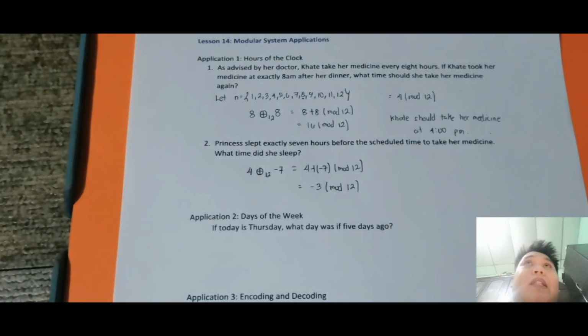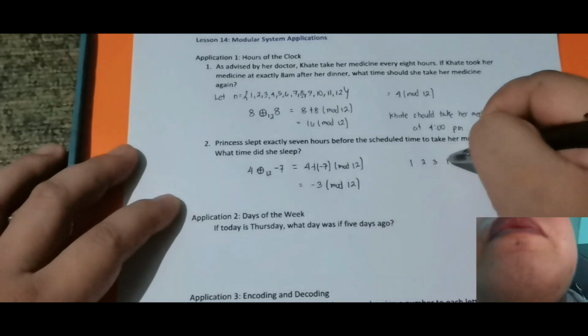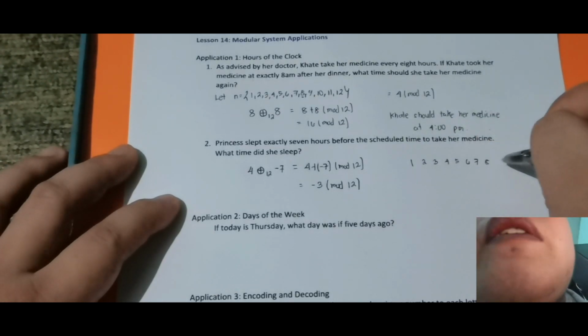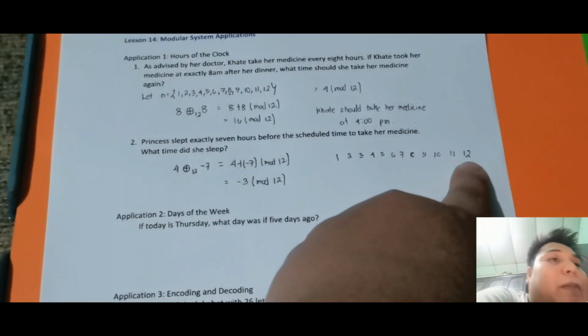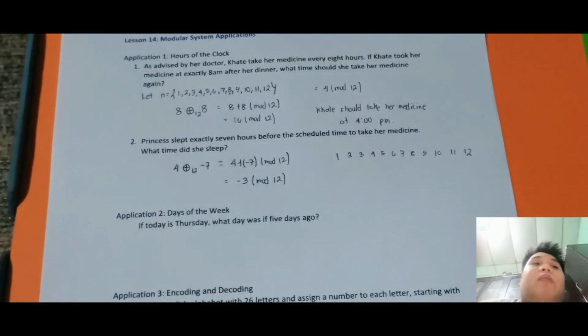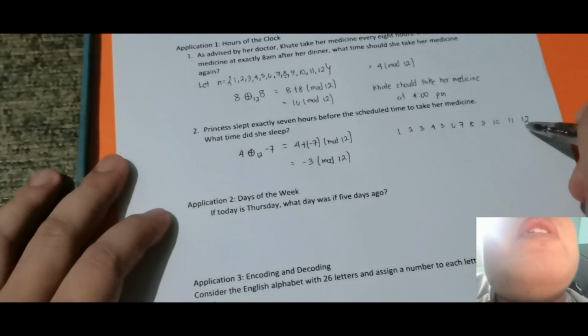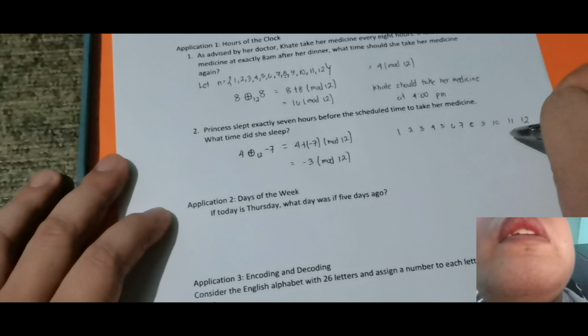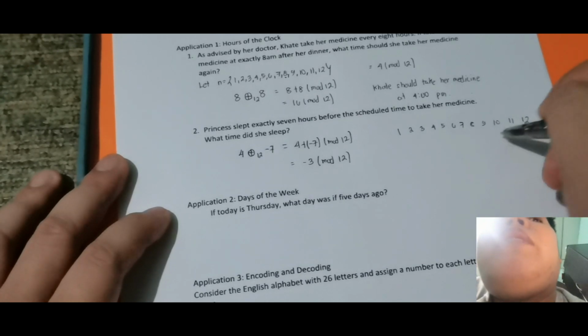So, paano naman natin i-analyze? Ano ba yung negative 3 mod 12? Ano ba yung equivalent niya? Since mod 12 tayo, pag-usapan natin to. Meron tayong 1, 2, 3, 4, 5, 6, 7, 8, 9, 10, 11 tapos 12. Ganito kasi nangyari. Since negative 3, ito yung pang 12 hours, babalik mo pabalik doon. Count mo to. Start tayo sa 0. Balik sa 0, negative 1, negative 2, negative 3. Okay, so ito yung pang negative 3.